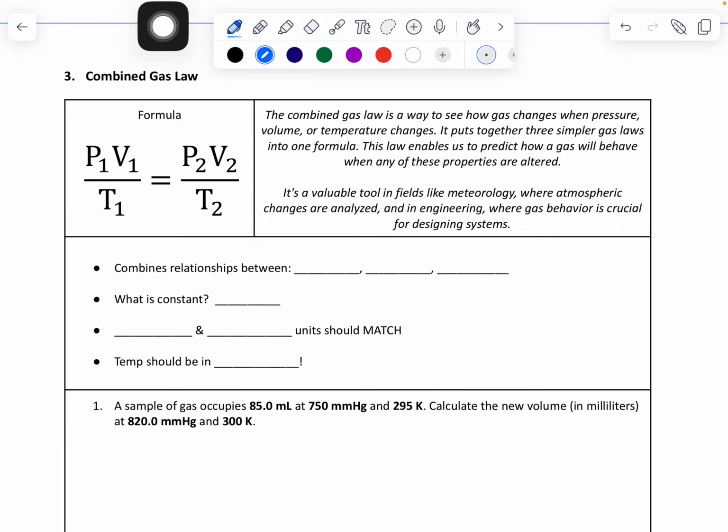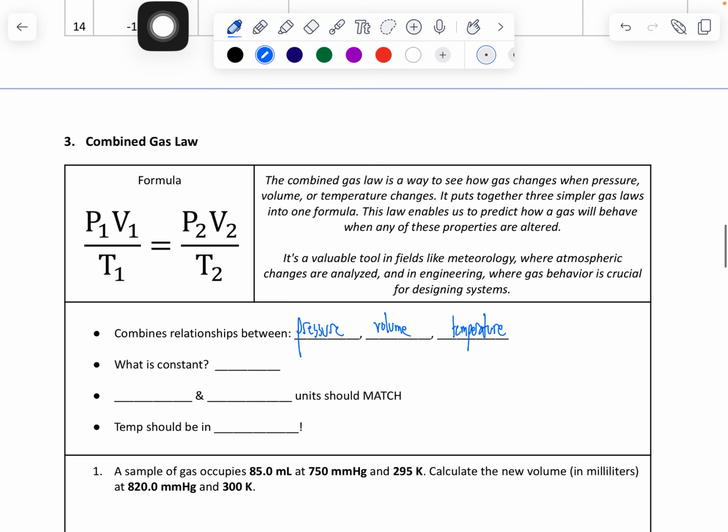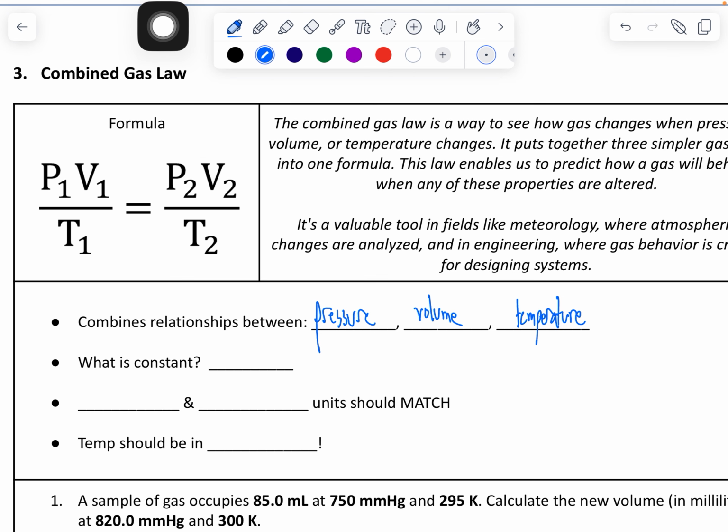What does it do? Well, it combines the relationship between pressure, volume, and temperature. When one of these variables changes, we can predict what is going to happen to the other variables. Now, one thing is held constant, and this is very, very important, is that the number of moles is held constant.